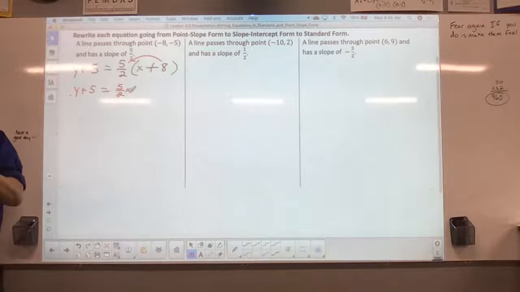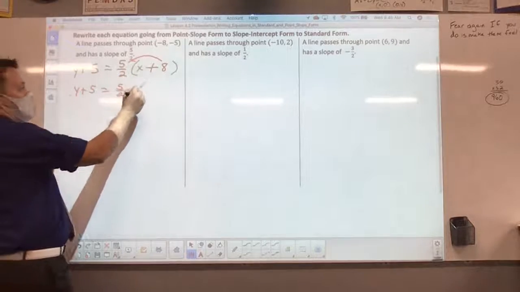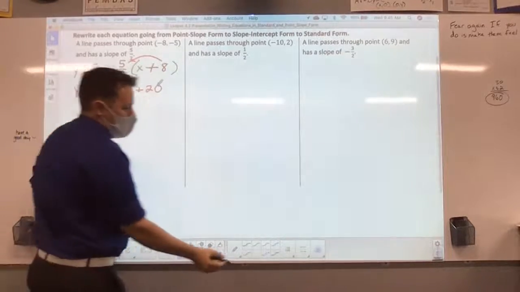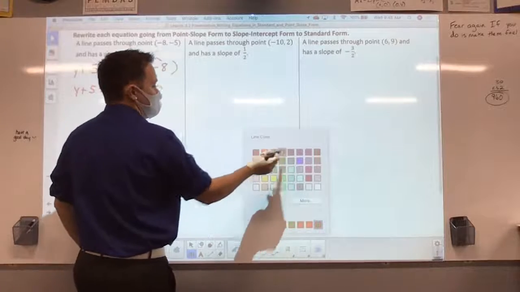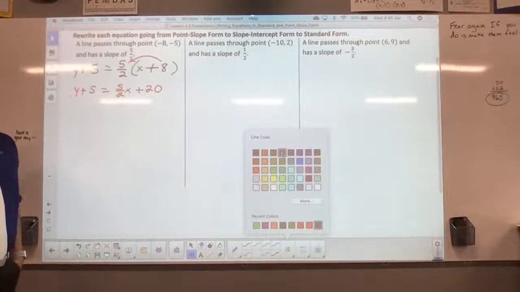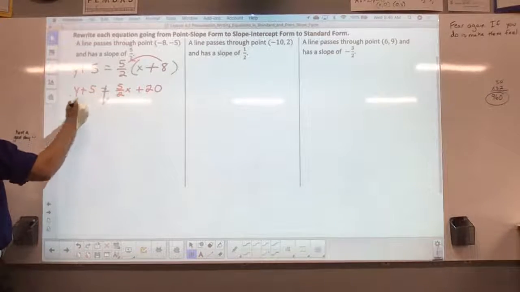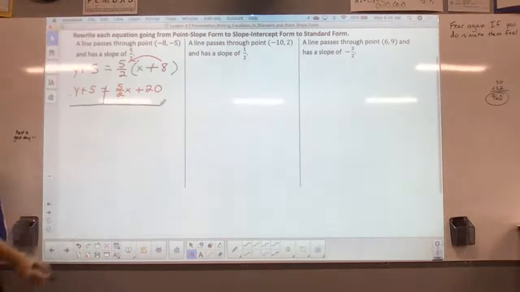20. You guys know that, right? It's 8 times 5 is 40, divided by 2 plus 20. Okay, now, slope intercept form is what? That is the y equals mx plus what? B. So the only thing we have to do to this equation now is do what? Subtract 5. Subtract 5.